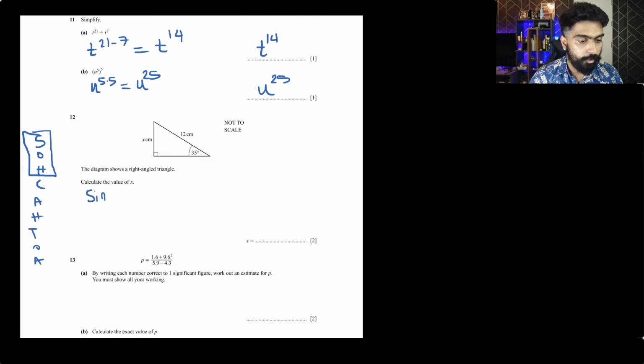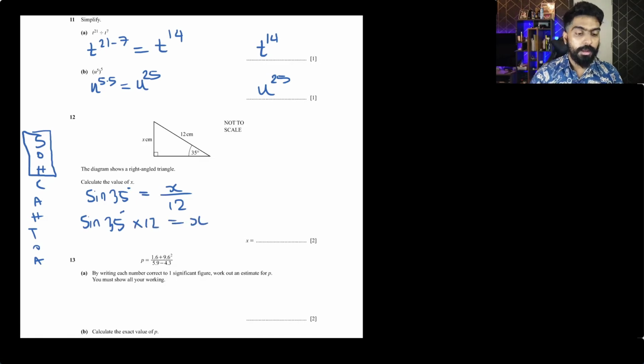So sine of 35 degrees is equal to x over 12, right, guys? So sine 35 degrees multiplied by 12 is equal to x. Now if we use the help of a calculator right here, we should get approximately 6.88 centimeters.